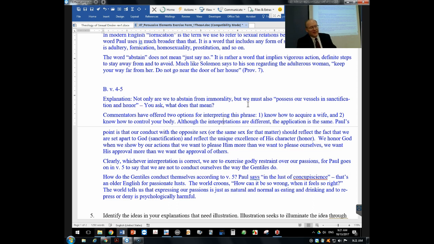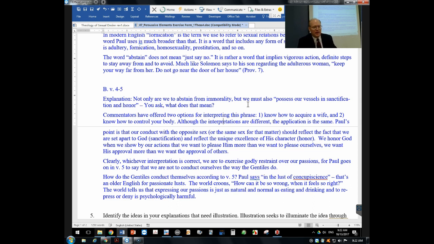So, 4 and 5. Not only are we to abstain from immorality, but we must also possess our vessels in sanctification and honor. Now that's a bit of a strange phrase. What does it mean to possess your vessel? Well, commentators have offered two options. The first is to know how to acquire a wife, and the second is to know how to control your body. Although the interpretations they offer are different, I believe the application is the same. Whether you're trying to acquire a wife or whether you're controlling your body, the bottom line is you are to conduct yourself in a way that is separated to God and brings honor to Him.